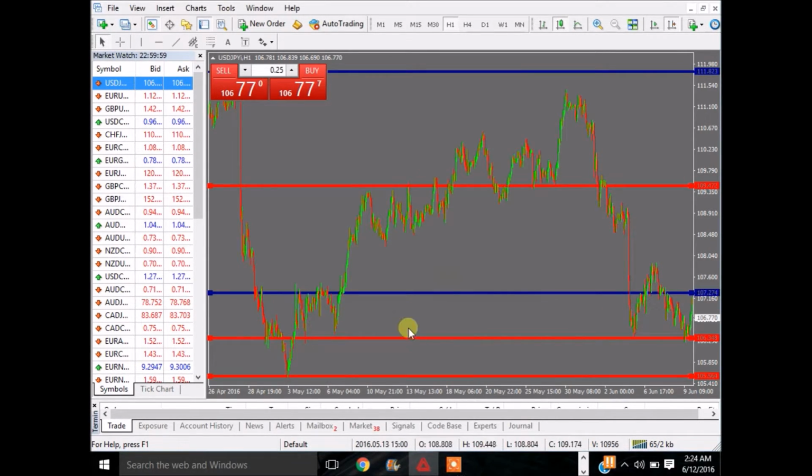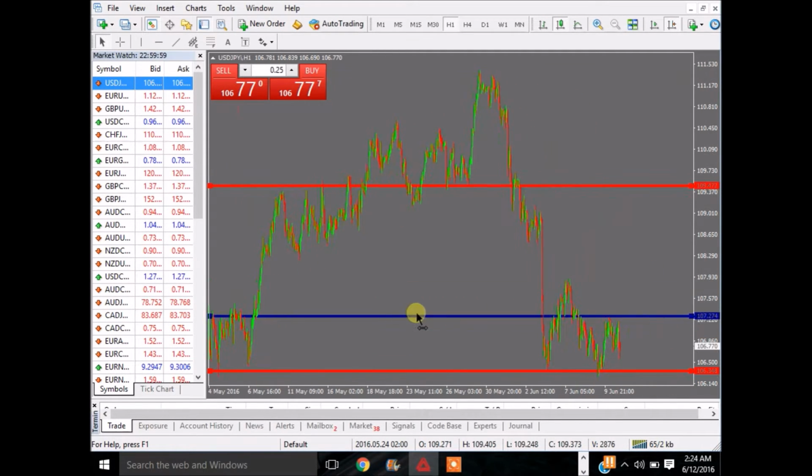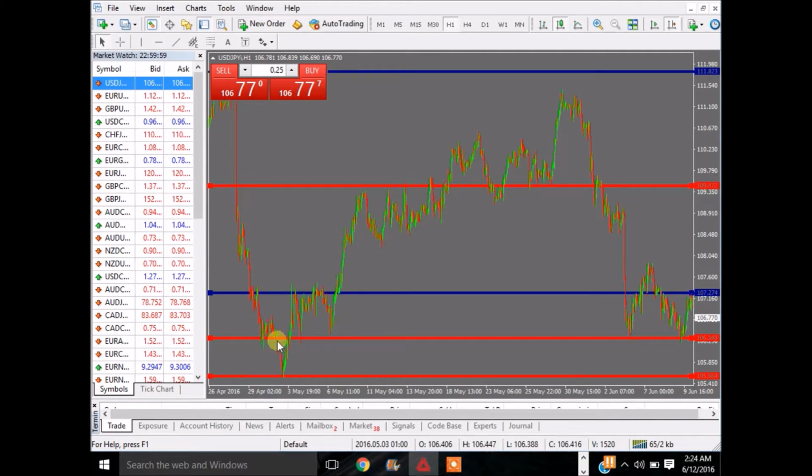Right? This is a resistance. Now, if you ask me why this is a resistance, I made this a resistance line because when price bounced off of this support, it came up here, and as you guys could see, it had a tough time passing it, right? It came up, had a tough time passing it, came down. Came up, tried it again, came down. Now, it did pass it, don't get me wrong, but this is now a resistance level.